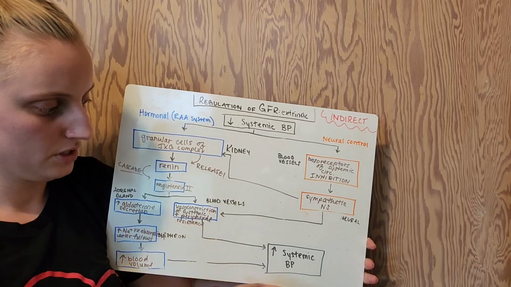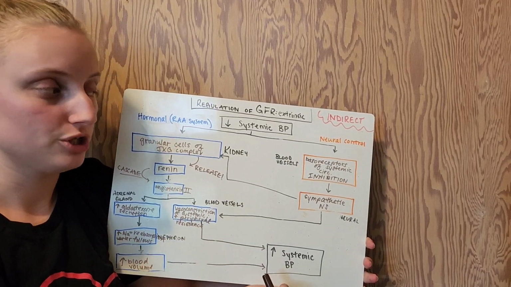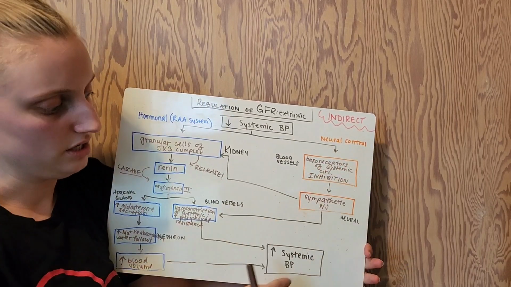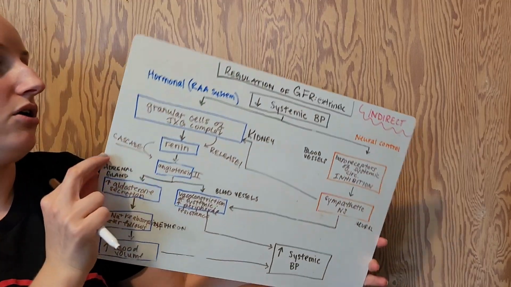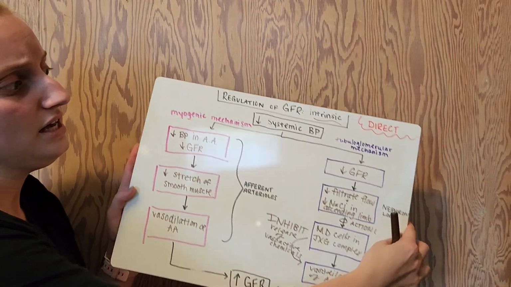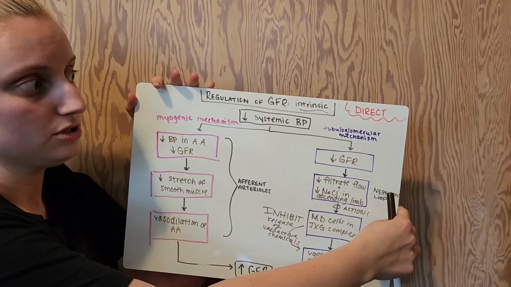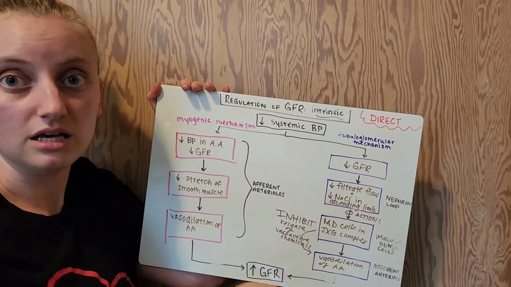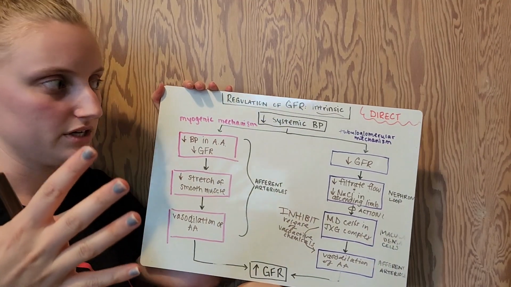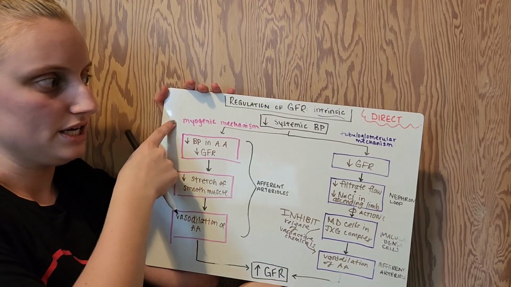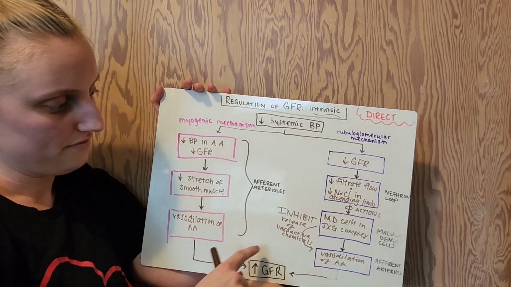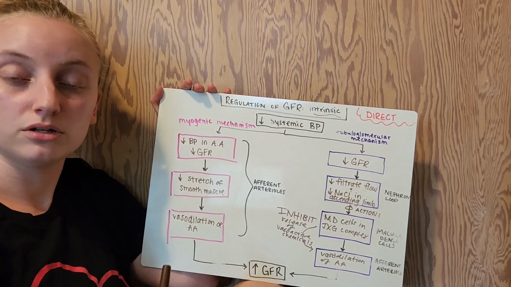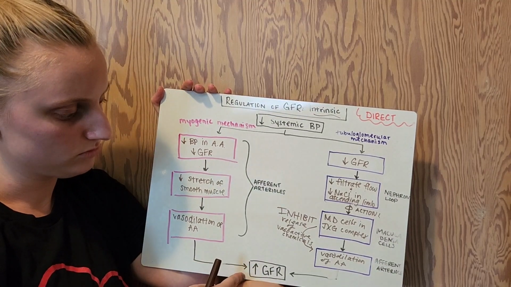So as a refresher, summary, to regulate glomerular filtration rate, extrinsic or indirect, we've got a humoral blood hormone system to increase systemic blood pressure. And we have a neural control to increase systemic blood pressure using our sympathetic. We also have intrinsic regulation, so directly in the kidney. We don't need to go outside of the kidney for this. We have our myogenic and our tubulo-glomerular mechanism. And both of these work to increase our GFR.